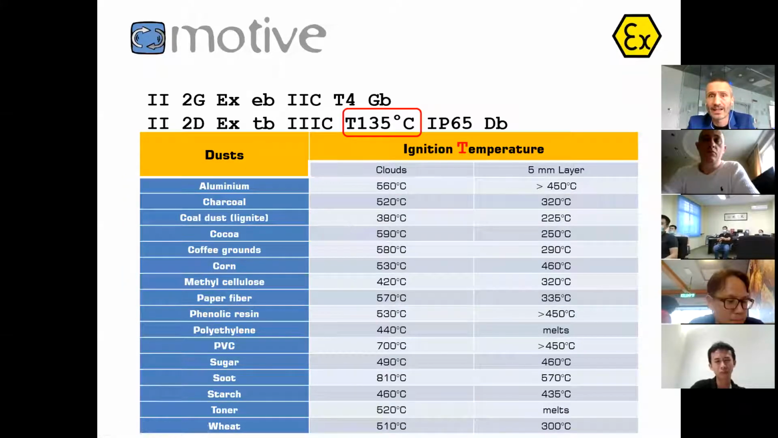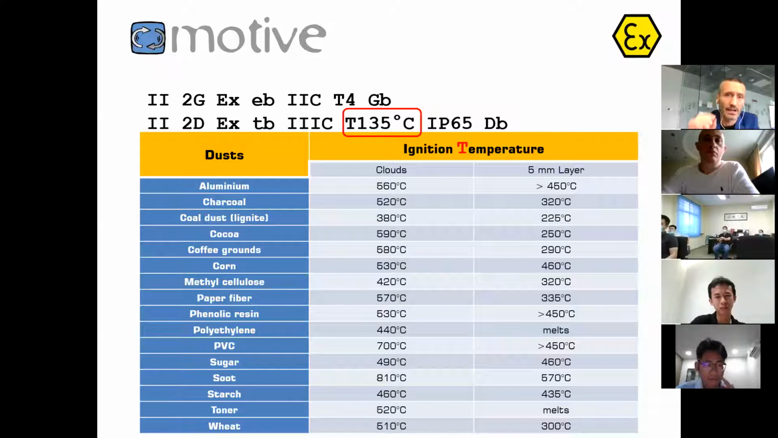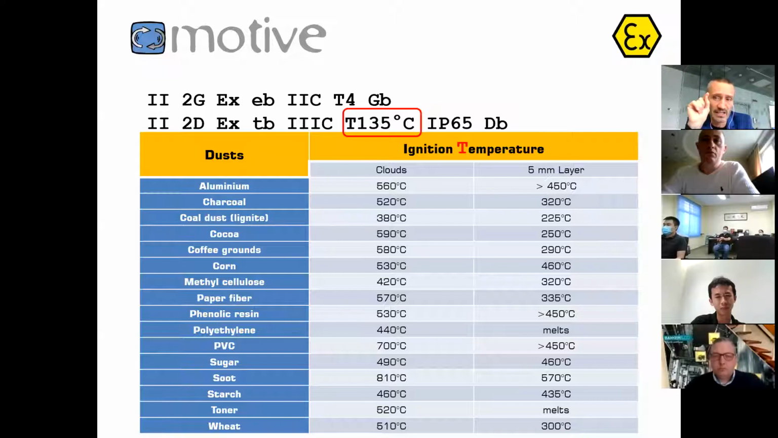And then there is the problem of the classification of a dust temperature. Once again, I would like to underline that when we write T 135 degrees, we are focusing in this case, unlike for gas, on the surface temperature of the motor. And actually, the dusts are used to ignite at a temperature which is quite high. Therefore, when we say that we fulfill 135 degrees, we are covering almost all the dust.